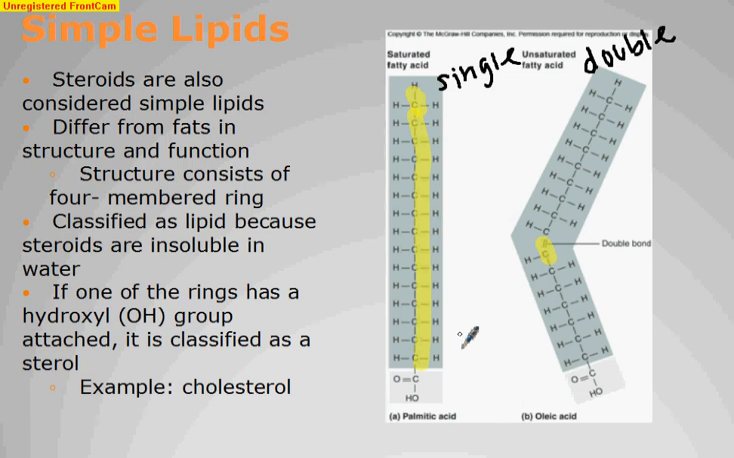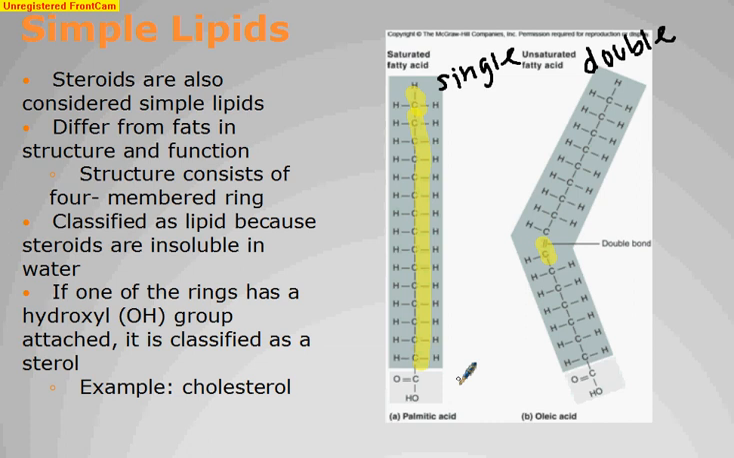Saturated fats are the ones that are solid at room temperature. They come from animals, whereas unsaturated fats are liquid at room temperature and come primarily from plants. So your oils are generally unsaturated fats, like olive oil, peanut oil.